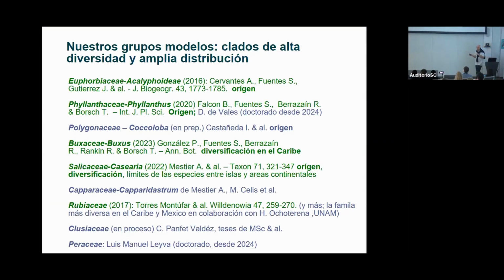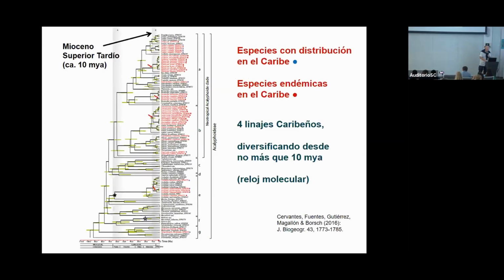So this has been a program that we have been running with PhD studies, also including collaboration with UNAM in Mexico, because we will see later that Mexico and Central America play a very important role in understanding all these patterns. So these are the model groups that we have been working with, and what I will show you, and we are still continuing, is a little bit of a wrap up of the results that were obtained during the last decade.